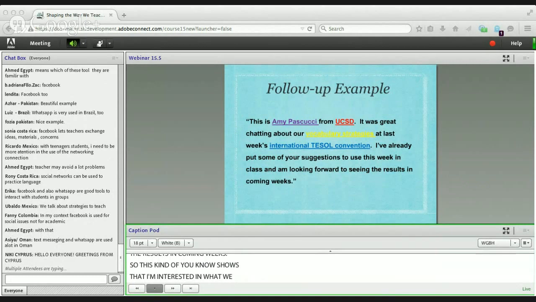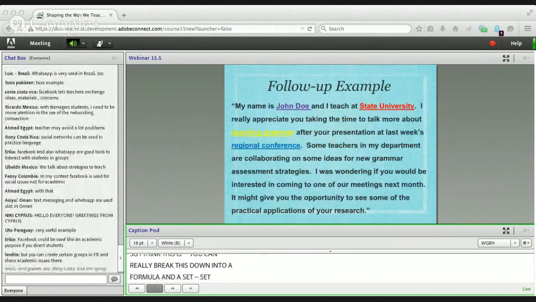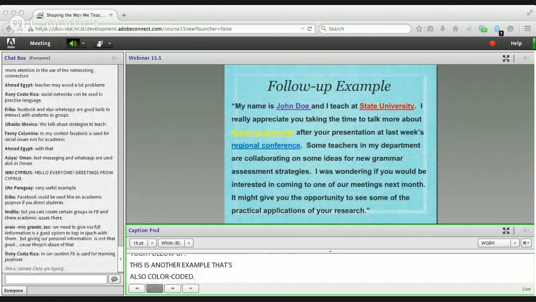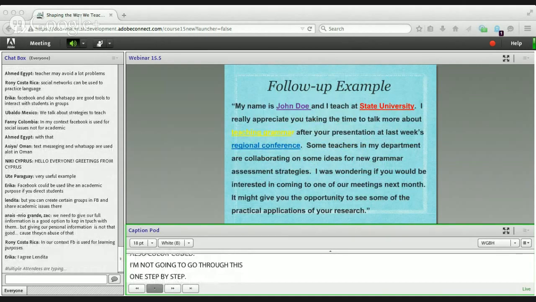So I think that you can really break this down into a formula and a set of elements that you can include in your follow-up. This is another example that's also color-coded. I'm not going to go through this one step by step. The slides will all be up on the Ning after the webinar, so if you'd like to go back and look at another example, you can.